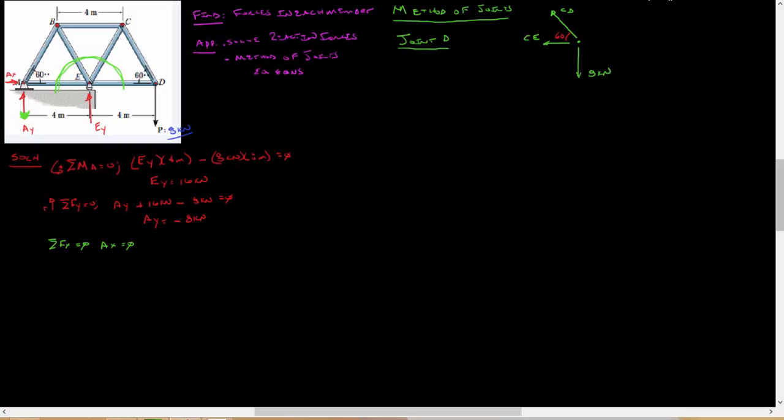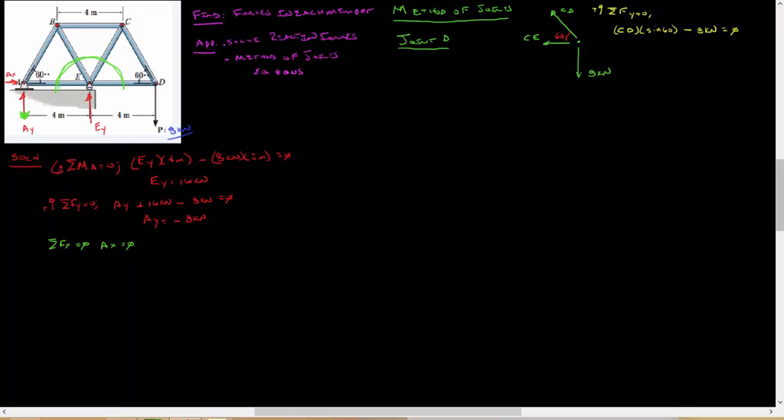So if I sum my forces in the y direction, being positive, I am going to get that CD times the sine of 60 minus 8 kilonewtons is equal to 0. So this is sine of 60, right? CD sine of 60 minus 8 kilonewtons is equal to 0.